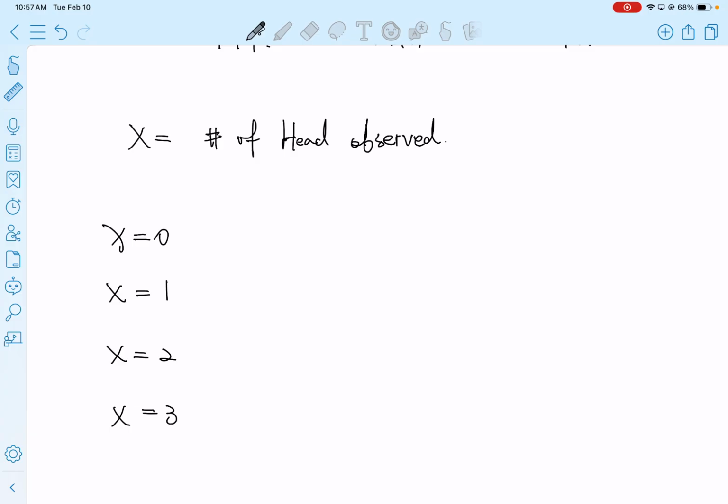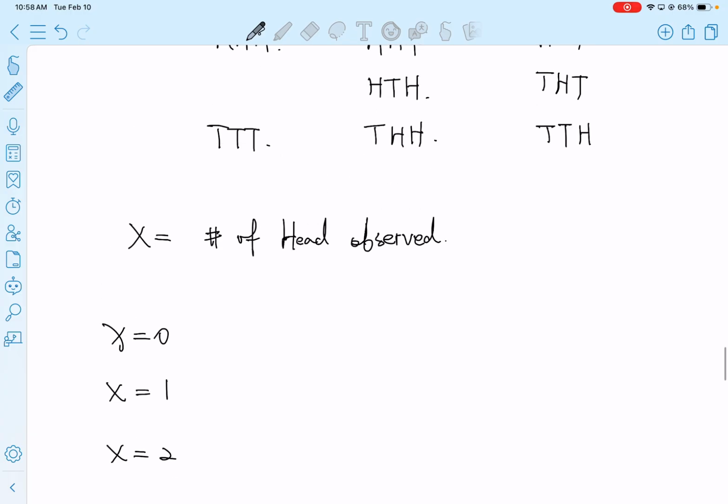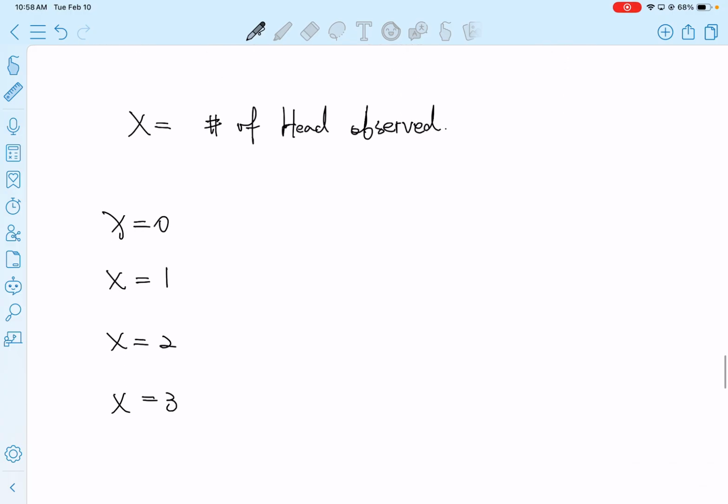Okay, so now we can also calculate the probability for these cases. So for 0 heads, that's just the case for 3 tails. So that is the 0.7 raised to the power of 3.